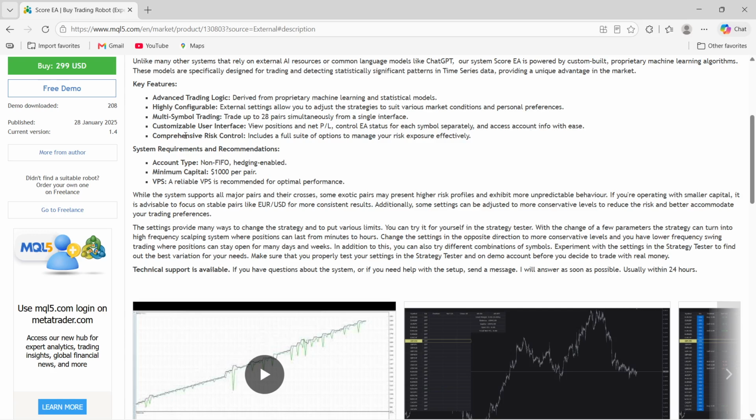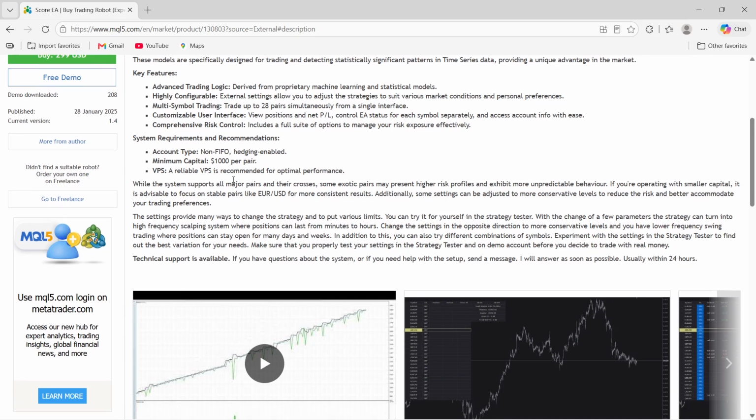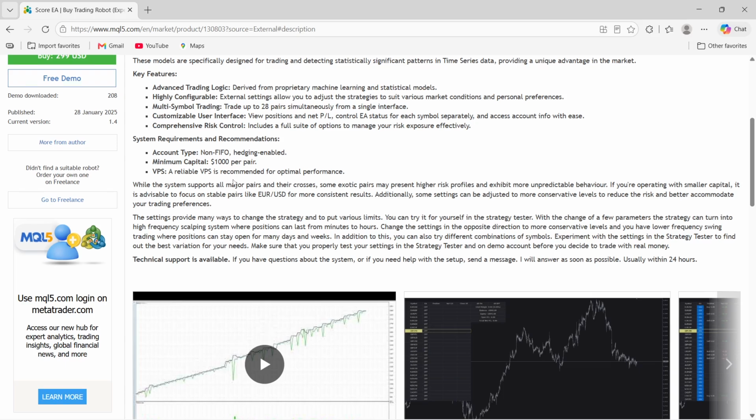And then there's the comprehensive risk control, which the developer stresses. There are many parameters to manage risk exposure. That usually means you have options for lot sizing, max exposure per pair, limits on the number of trades, and other safety controls.